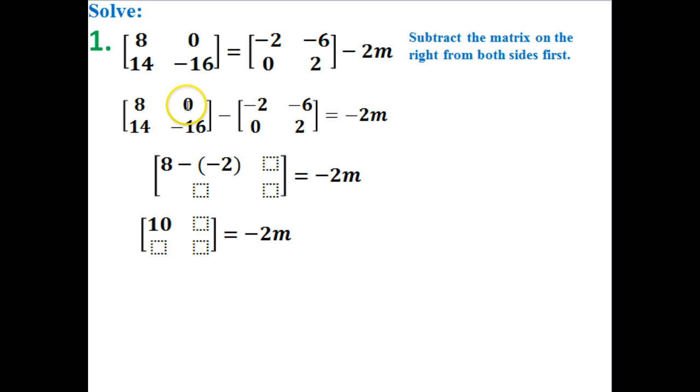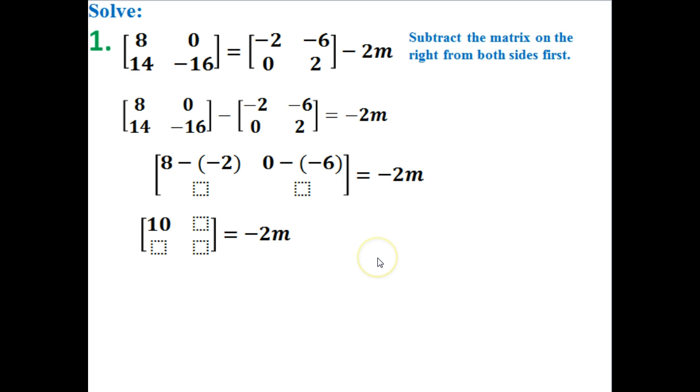Now we're going to the upper right-hand corner, 0 minus negative 6. I'll write that right here in the upper right-hand corner. 0 minus negative 6, minus a negative turns into a positive, so that's going to be a 6. I'm going to fill that in my upper right-hand corner on this one.